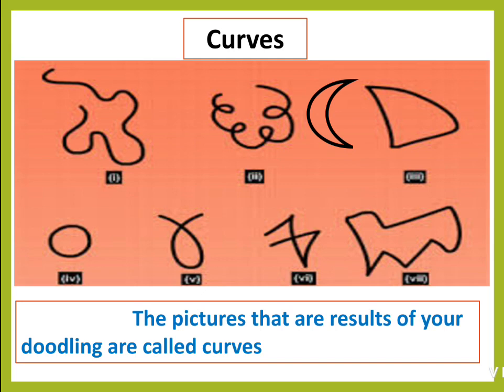Doodling means we just draw without any measurements, without any instrument, rulers, compass, etc. We cannot use these much for drawing curves.